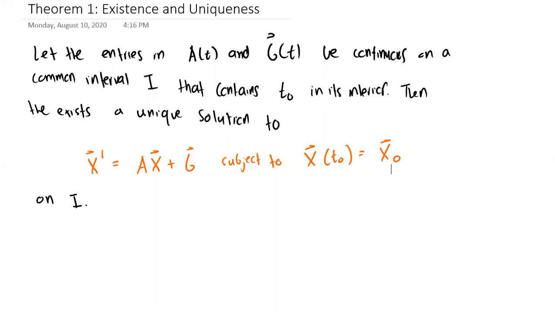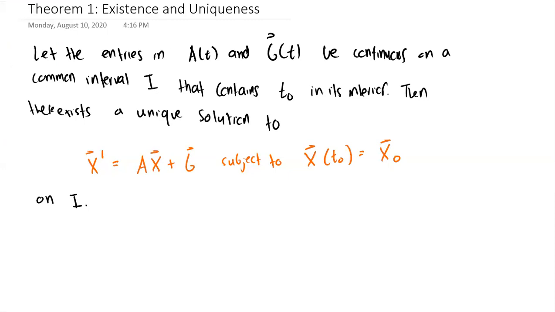Let the entries in the matrix A and the vector g be continuous on a common interval I that contains t naught in its interior. Then there exists a unique solution to the system x prime equals Ax plus g, subject to the condition x of t naught equals x naught on I.